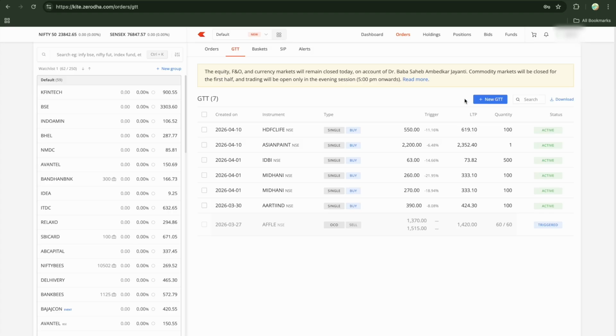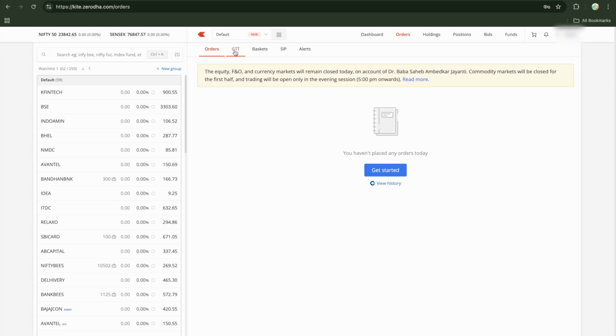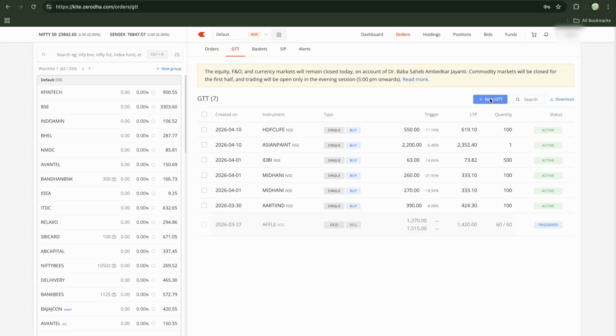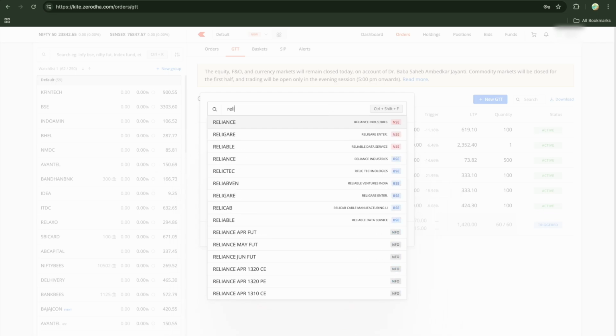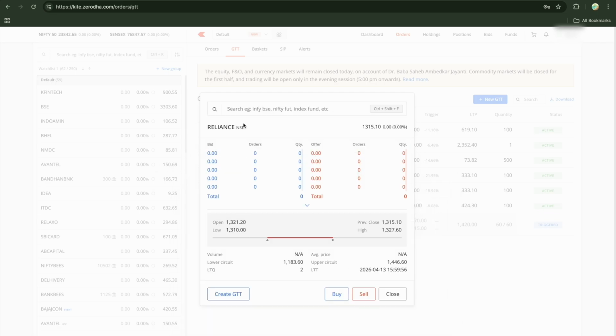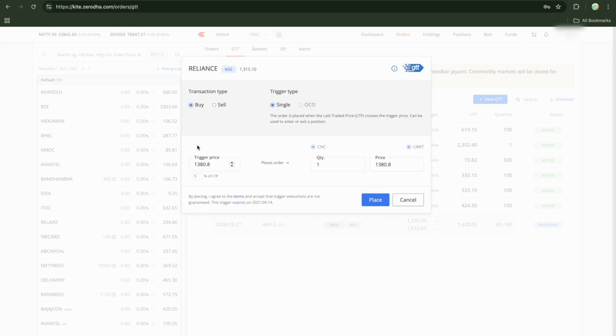I'm going to show you how we can place a GTT using the Zerodha Kite application. Basically, you have to log in to kite.zerodha.com, and here in the orders you can go to GTT and say new GTT. So let us say Reliance. This is not a buy recommendation. I'm just explaining how to place a GTT order.